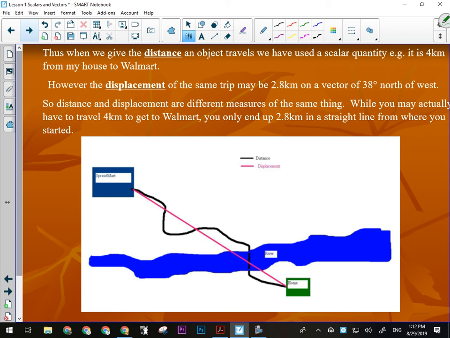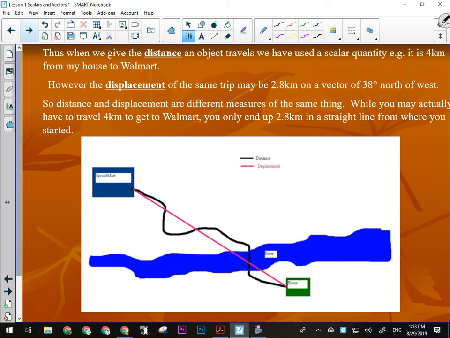So I follow the path system through town, take the bridge across the river, and eventually I get to Walmart. So I start from my house. When I get to Walmart, let's just say I've walked there, I've walked 4 kilometers following the black path on this picture. So I've traveled 4 kilometers. Am I 4 kilometers from my house?